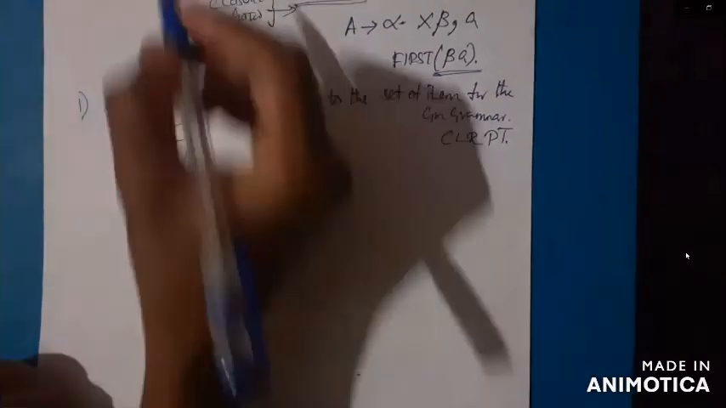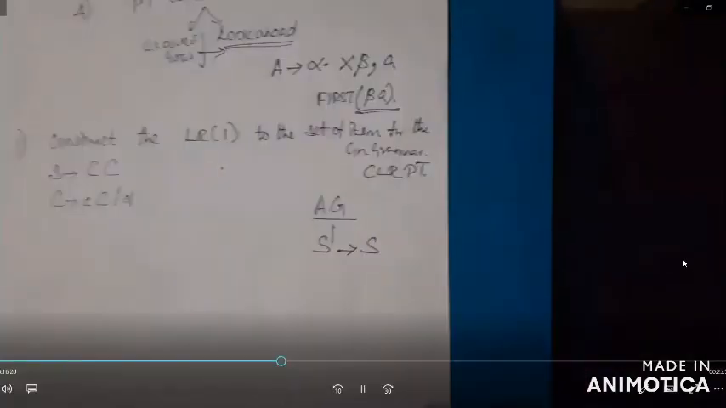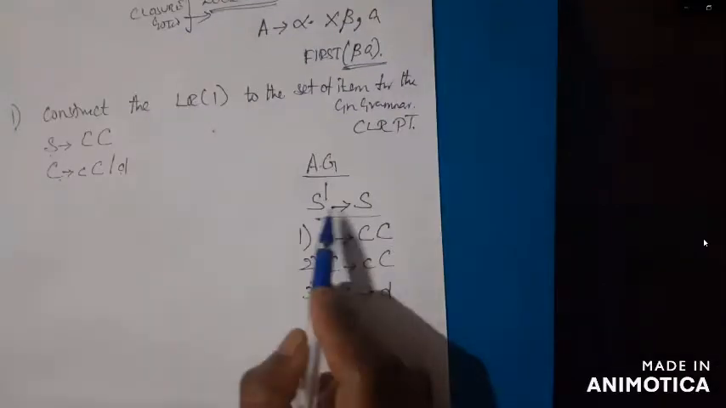What is the first thing you have to do? Create the augmented grammar. The starting symbol of the grammar is S, so you create a new production S' tends to S. Second, write the individual productions: S tends to CC; second, C tends to small c capital C; third, C tends to D. So for the augmented grammar you add the starting production S' tends to S.